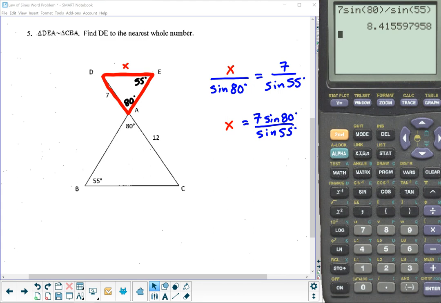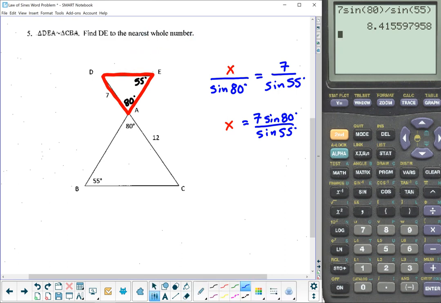Okay, and it's 8.41559. And because I'm done, because now I found DE, I'm going to round it to the nearest whole number. So the whole number for this is 8. The 4 is not big enough to round the 8 to 9, so I would say my answer is 8. And there's no units on that. And that's my answer. Yeah, or I can say DE equals 8.